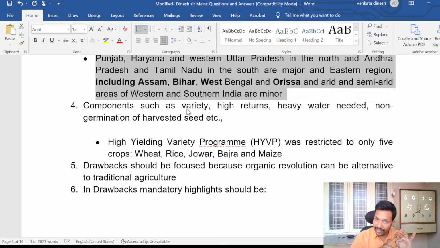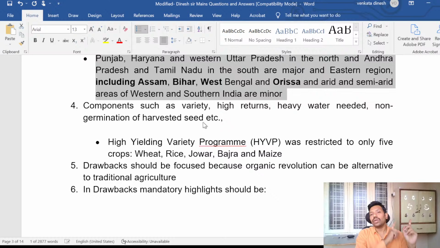Non-germination of harvested seed, this is something that you have to concentrate on. Though we have adoption of modern methods of technology, we still fail to regerminate the harvested seed. We have to go and purchase the seeds from the same old shop which supplies seeds to you from Western countries, and you have been developing.